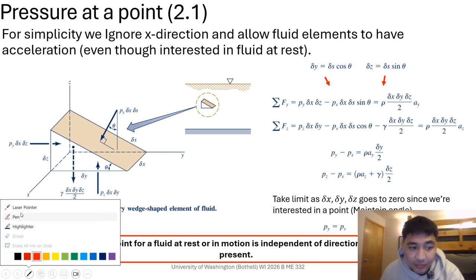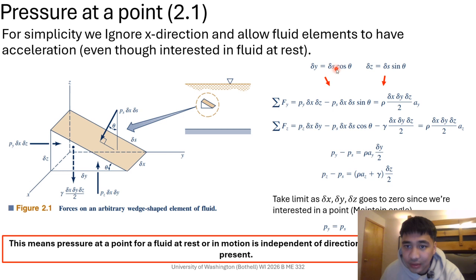Before we dive into the summation of forces, let me get my pointer back here. Just look at these 2 equations that I have up here. This is just geometry, and we're going to plug these in for simplification. You can see that this change in y is equal to delta s cosine theta. Delta y is right here, delta s is right here, so the adjacent over hypotenuse, that's the same as saying delta y. You can do the same exercise with delta z. So we just have these in our back pocket, and I'm going to show you where we use them.